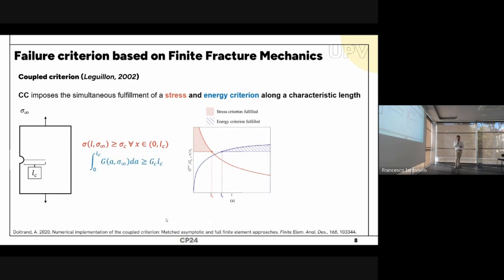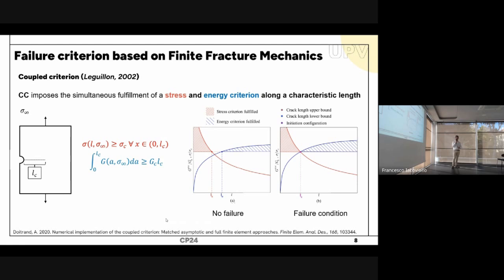And the other criterion we need to fulfill is the energy criterion, which provides a lower bound for that length. In this case, as you see here, the lower bound provided by the energy criterion is above the upper bound provided by the stress criterion. In this case, there is no failure in the structure. If we keep increasing the remote load applied, we could get to a point where both criteria match at the same point, providing us the characteristic length with this method.